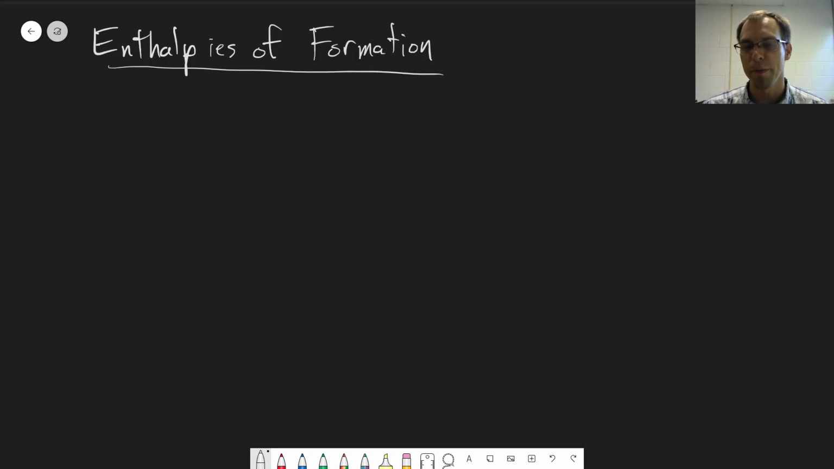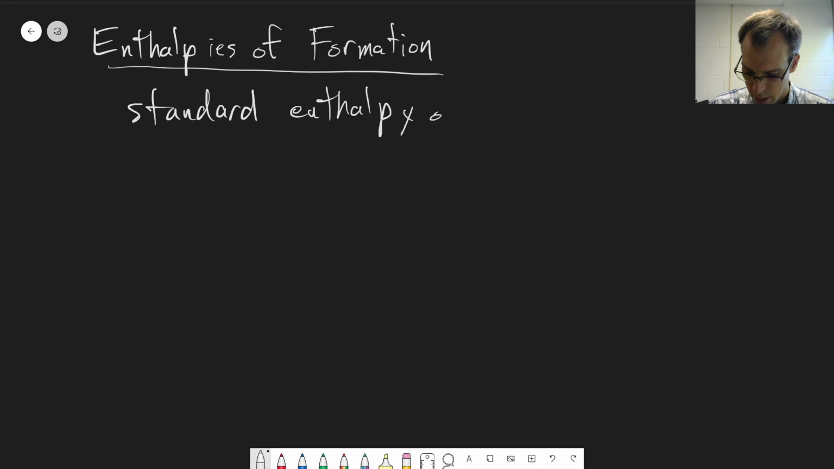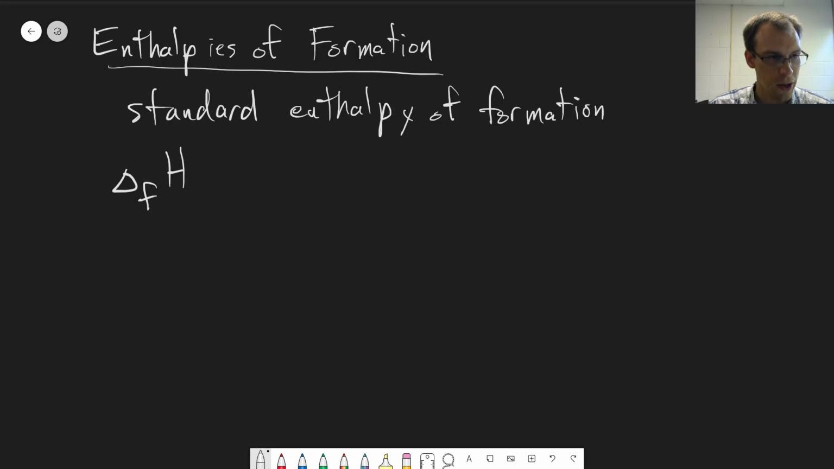One particular type of enthalpy value that is commonly tabulated and is really useful for calculating others is the enthalpy of formation, or the standard enthalpy of formation. This is the enthalpy for a reaction where you form a chemical from its standard elemental forms. It is given the symbol delta fH naught. So the naught is the standard part.